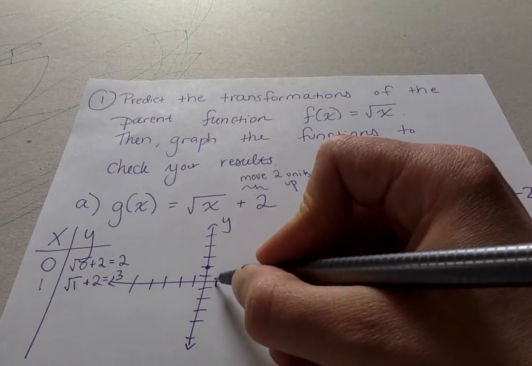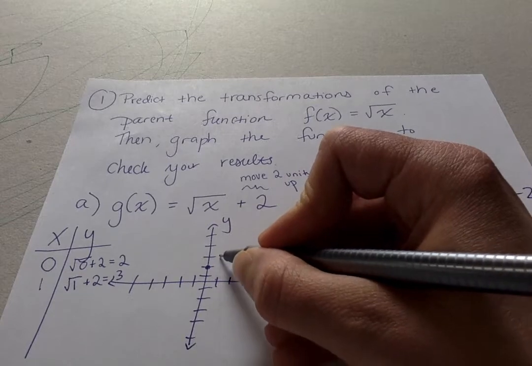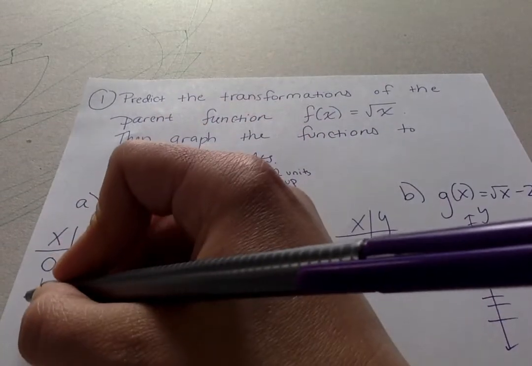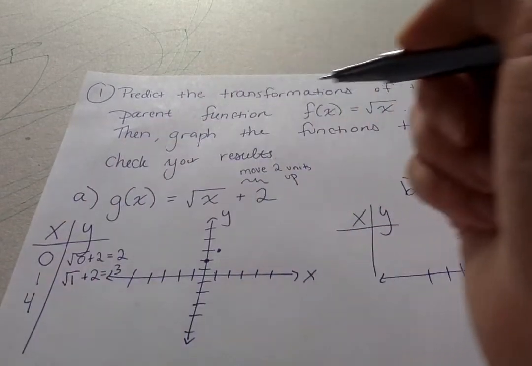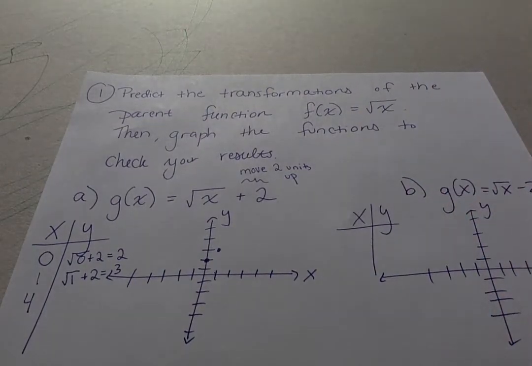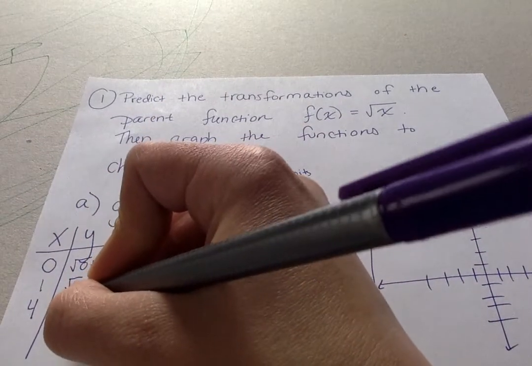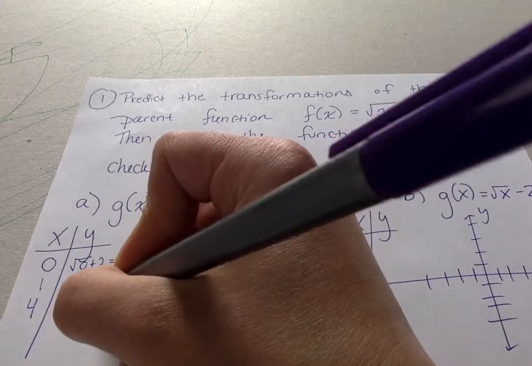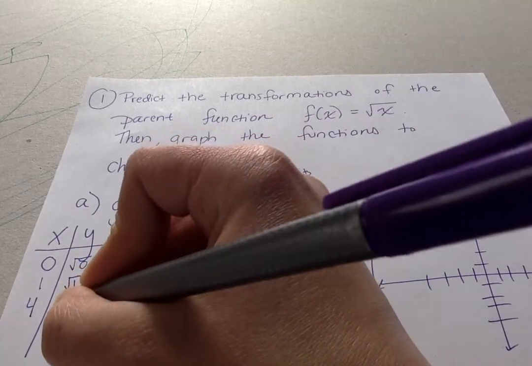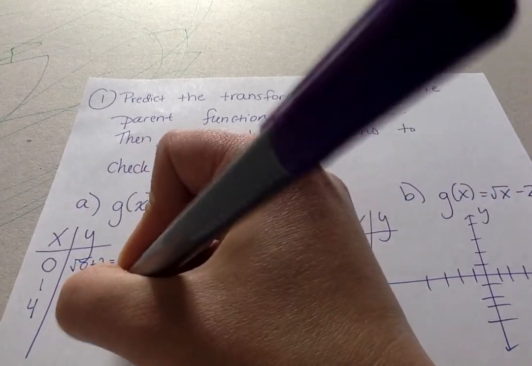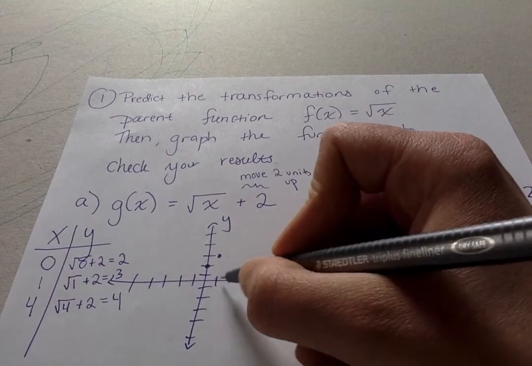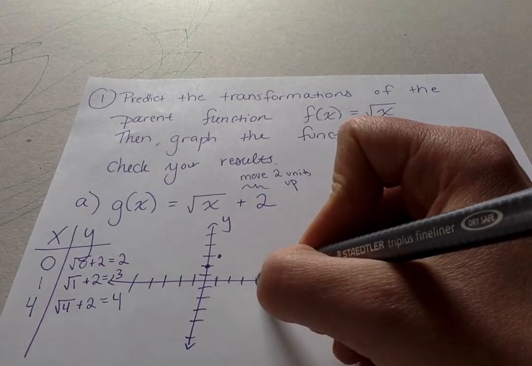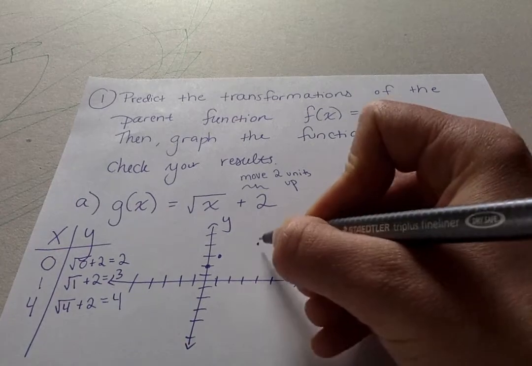So I plot my point 1, 3. Then I have the point 4. The square root of 4 is 2. And I do the square root of 4 plus 2, which is 2 plus 2, which is 4. So go over 4 and then up 4. Now I have 3 points.